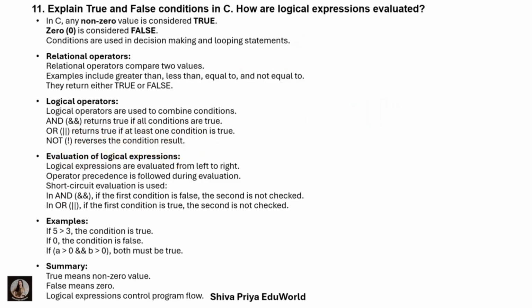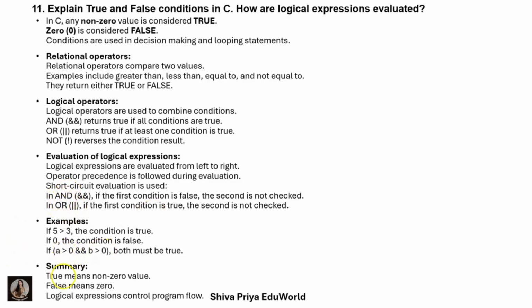Evaluation of logical expressions. They ask how logical expressions are evaluated. Logical expressions are evaluated from left to right. If I take a logical expression, it will evaluate from left to right. Clear? Then operator precedence is followed during evaluation. You know about this operator precedence, right? There is first priority for multiplication and brackets. You know that, right? And short circuit evaluation is used. That is, and and or are used.